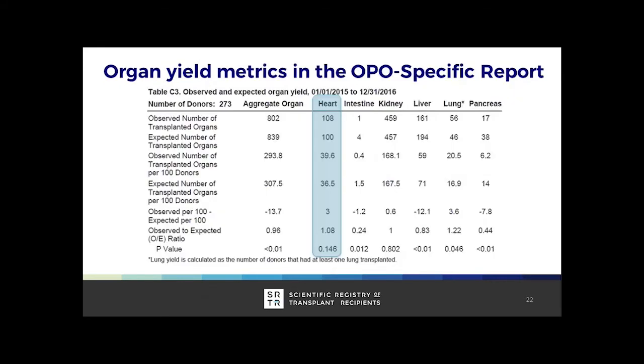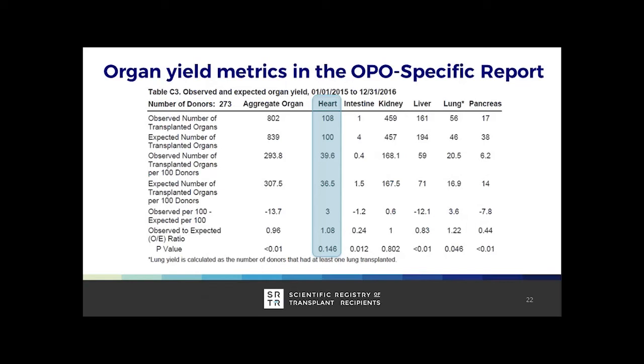This shows where you can find this information in the OPO-specific reports on our website. Table C3 presents the yield metrics. It's important to note the title at the top of the screen, Table C3, Observed and Expected Organ Yield. This is a 2-year period of time, so in this case the most recent reports cover January of 2015 through the end of 2016. That 2-year window advances 6 months every 6 months. We release these reports in January and July, and so in July that cohort will advance 6 months forward.